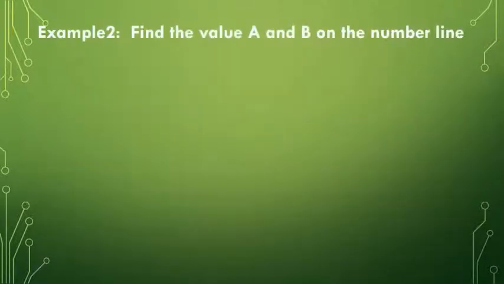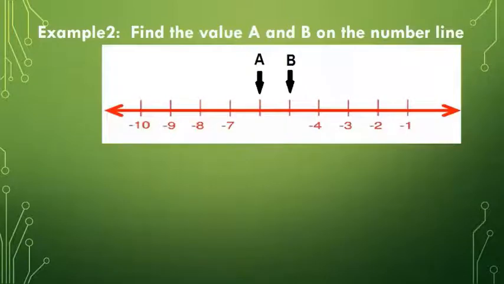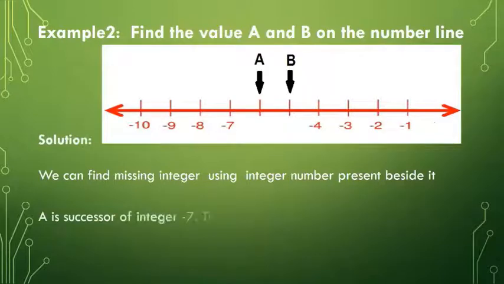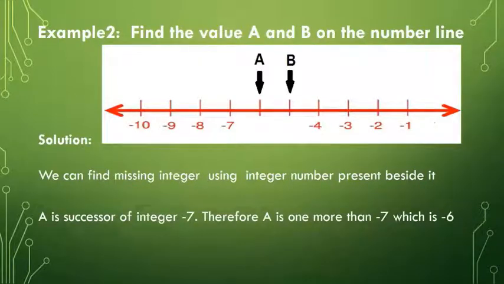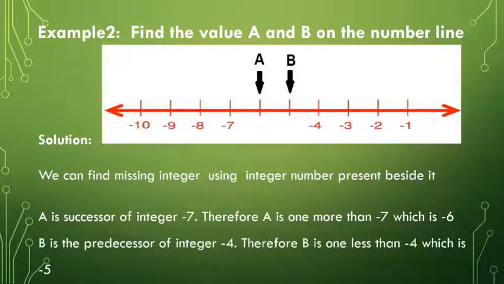Example 2 is to find the value of a and b on the number line. Our solution is that we can find a missing integer using the given integer number present beside it. A is the successor of integer -7. Therefore, a is one more than -7, which is -6. B is the predecessor of integer -4. Therefore, b is one less than -4, which is -5.